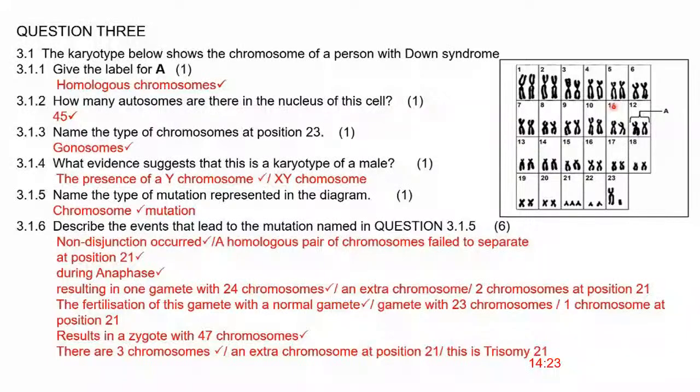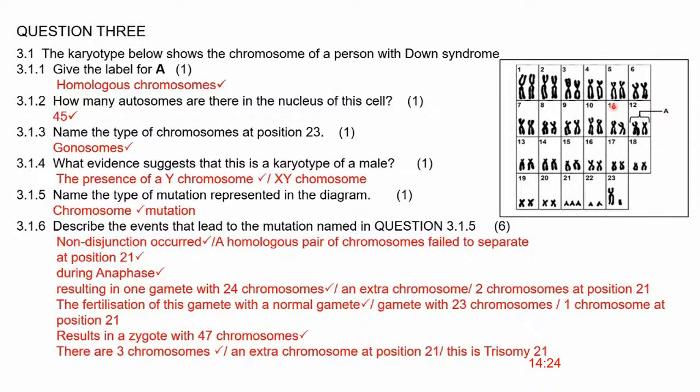We have to mention that it's non-disjunction. So non-disjunction occurred during anaphase, resulting in one gamete with 24 chromosomes, right? And this gamete then fuses with a normal gamete of 23 chromosomes, would result in a zygote of 47 chromosomes, and there are 3 chromosomes at position number 21.